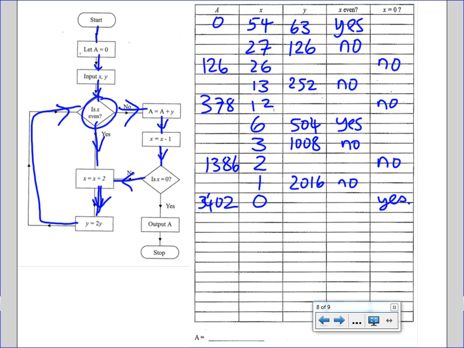I think that's right. So what does this do? It produces a product, basically. Product of 54 and 63. I'm not sure how you kind of work that out, really. It's not obvious to me why it's the product, but it is.